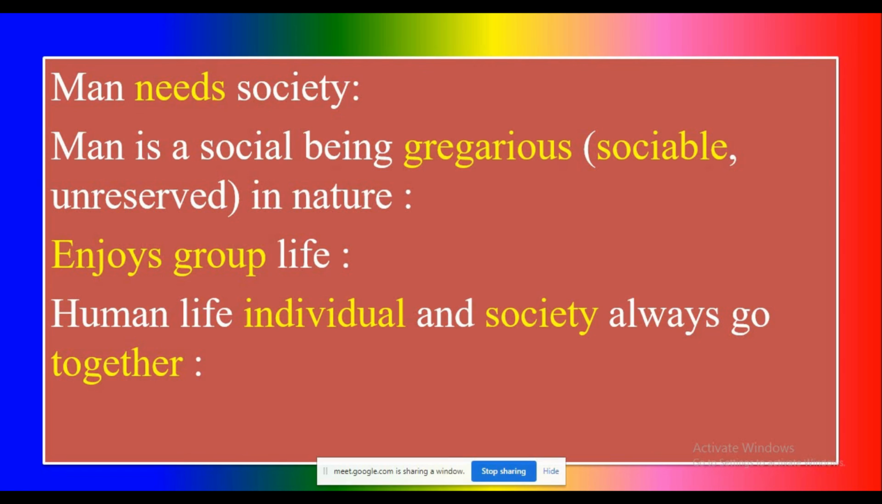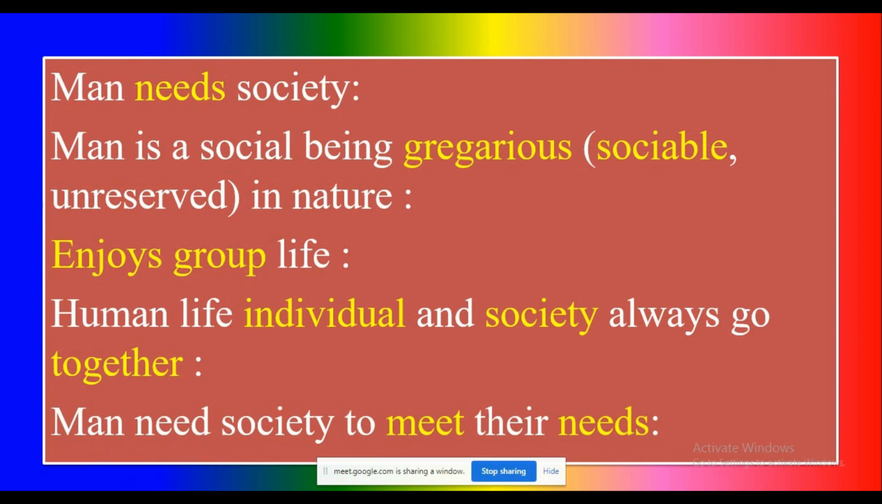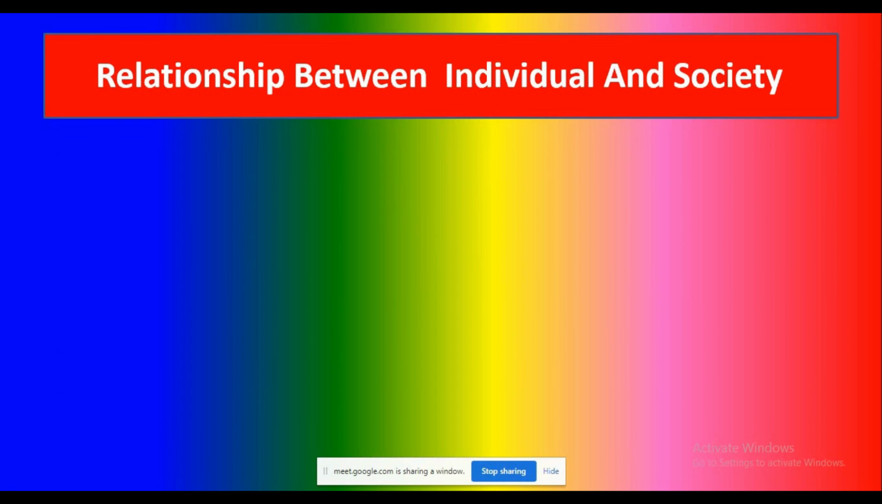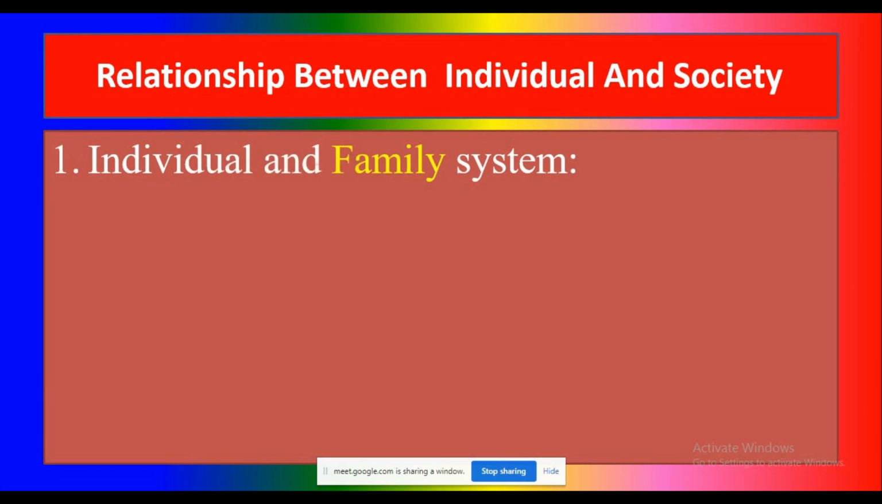In human life, individual and society always go together. Without individual, there is no society. Every individual has created society to fulfill their needs. That is a philosophy: individual and society go together and cannot be separated. Man needs society to meet their needs. Some relationships are listed here.